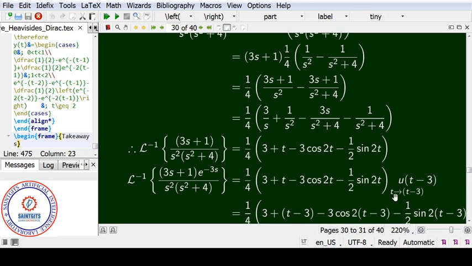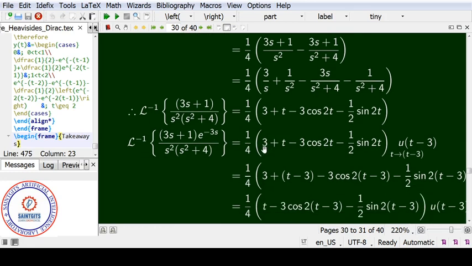Now we finally replace this t by t minus 3 to get the final solution. 3 plus t minus 3 minus 3 into cos 2 into (t minus 3) minus half sin 2 into (t minus 3), multiplied by u of t minus 3. So the final answer is like this. We can simplify this expression. 3 minus 3 gets 0. So t minus 3 into cos 2(t minus 3) minus half into sin 2(t minus 3), u of t minus 3. So nothing more. We calculate the Laplace transform of the term except e raised to minus 3s, then we replace t by t minus 3. That's all.